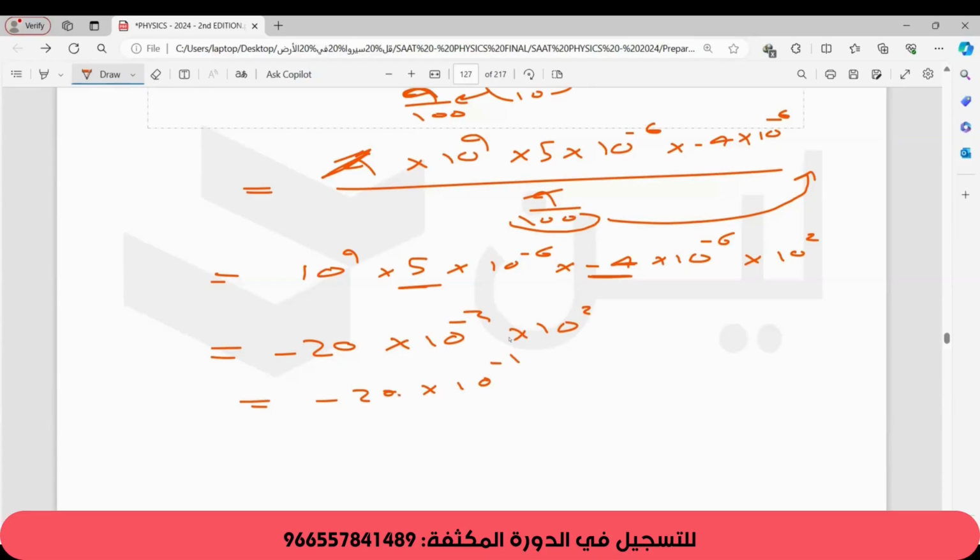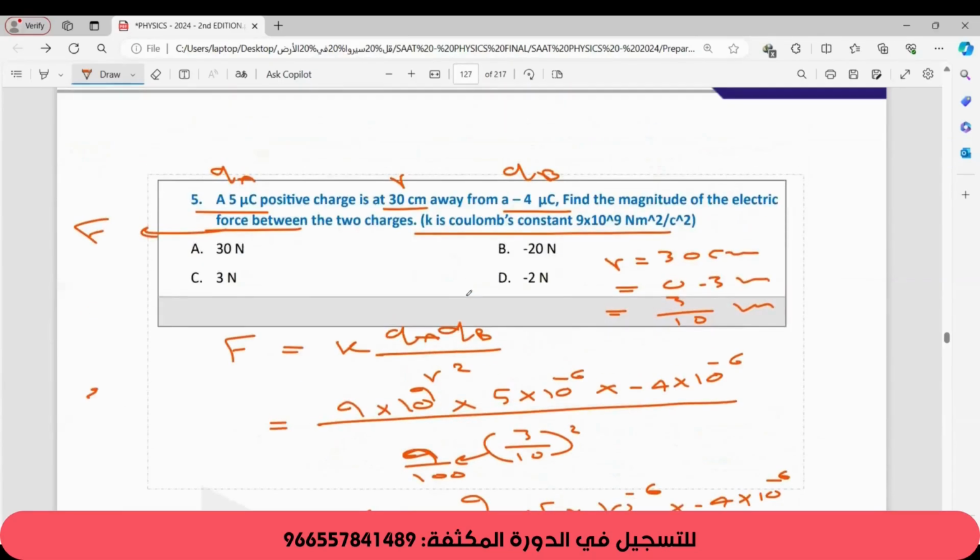So if this decimal point, we bring it there one time to get rid of this 10 to the power minus 1, it will be minus 2. Okay, minus 2. It will be minus 2 Newton. That's it. Yes, and you are right, Ayman, and you are right, Sayyid. Everyone just do it. It is D. Minus 2 Newton.